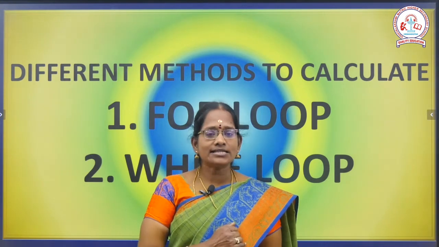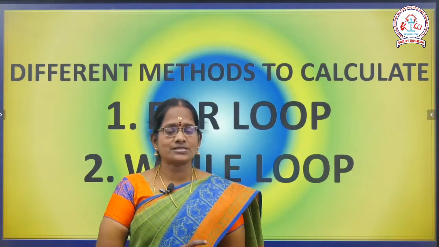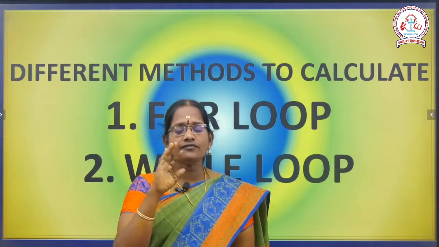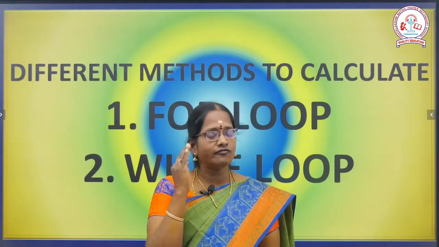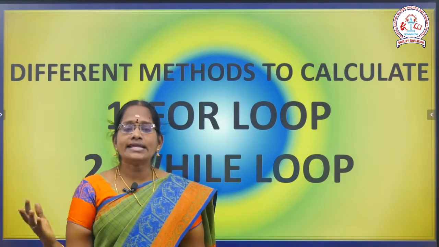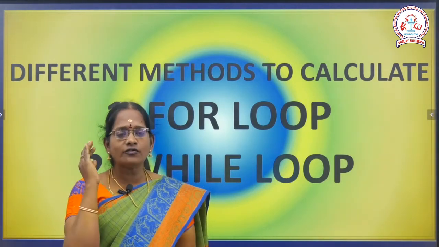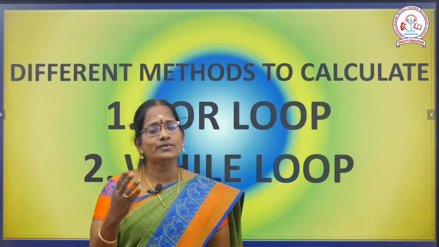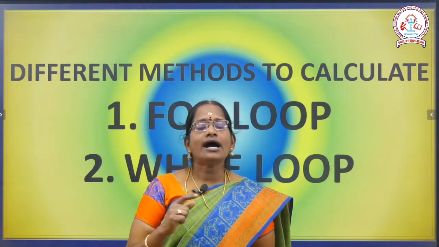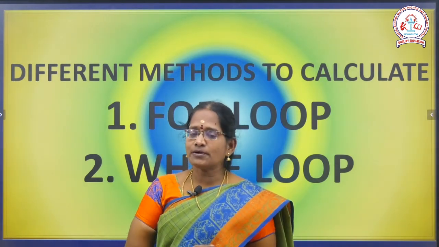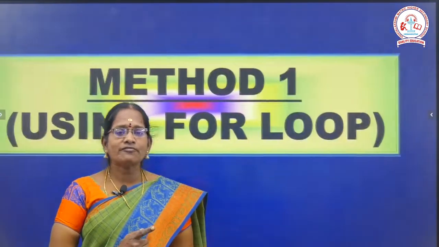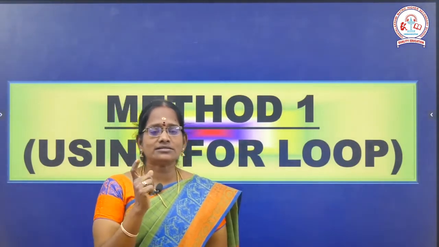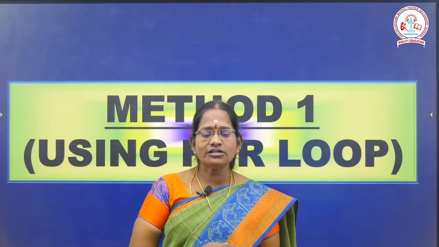In this series we can calculate with two different methods. We already know two different types of loops. We can decide to calculate with a for loop or a while loop. If you are interested in a for loop, then you calculate that way. Otherwise, if you want to calculate with the help of a while loop, you can do that. First we discuss the for loop. First method, we calculate with the help of the for loop.